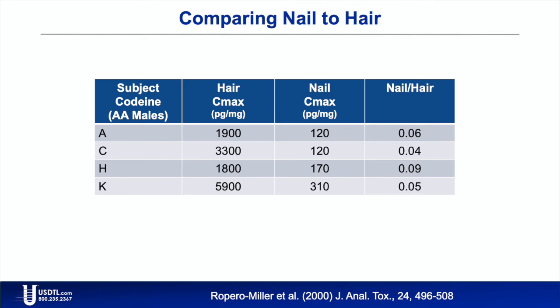5,900 down to 1,800 for the hair, and the nail concentrations range from 120 to 310. All of these are less than 10% of the concentration in the hair. So one at first glance would say, hey, we need to perhaps consider different cutoffs for nail instead of hair.